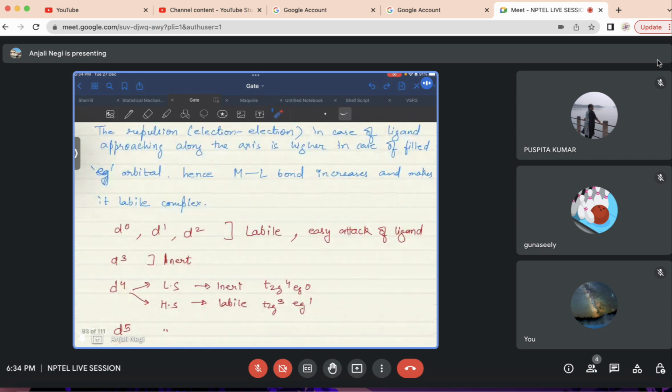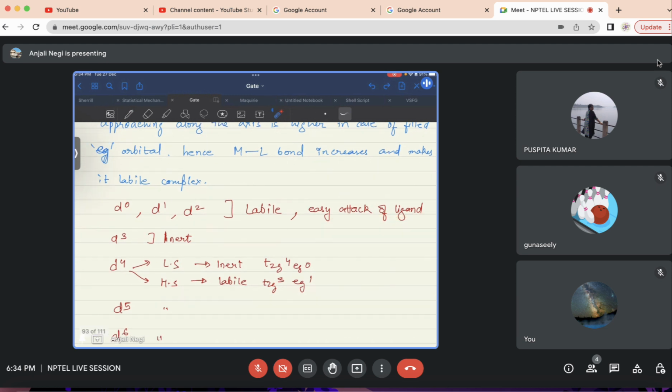So what does it mean? That the metal-ligand bond length will increase due to the repulsion if there is a filled eg orbital, and due to this the ML bond will elongate, and this will make the ligand more labile. So in the case of d0, d1, d2, always remember we have t2g filled up to 2, correct? So this is a labile case because it is easy to attack.